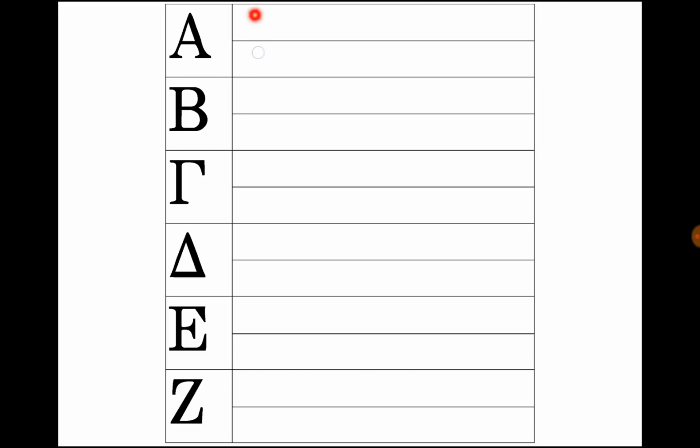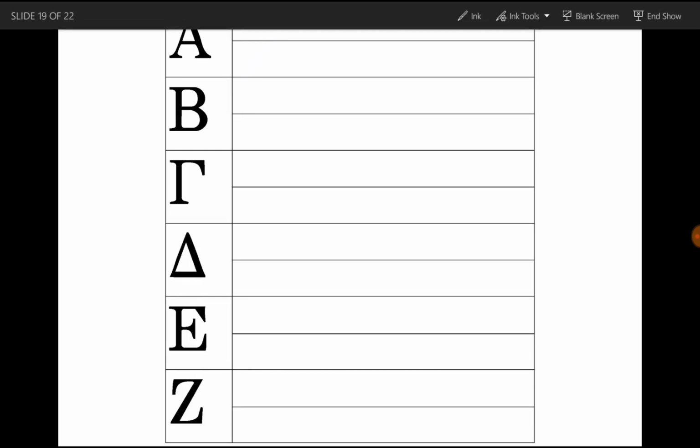And the capital alpha is written this way. Let me turn it on. So the capital letters are fairly easy. You would write it almost the same way as you would an English letter. So alpha, I would write it like this. And then beta, I would write it like this. This is a capital beta.